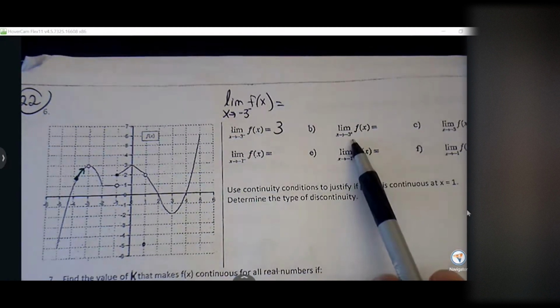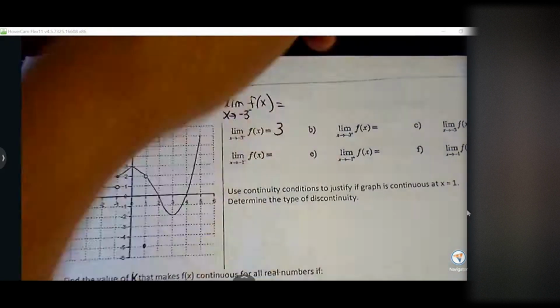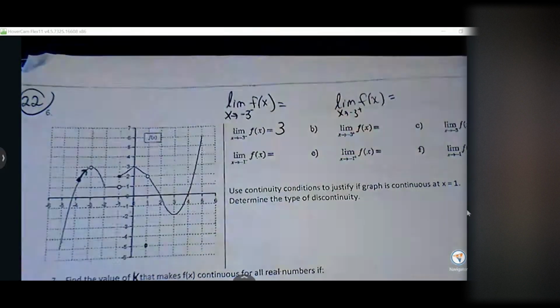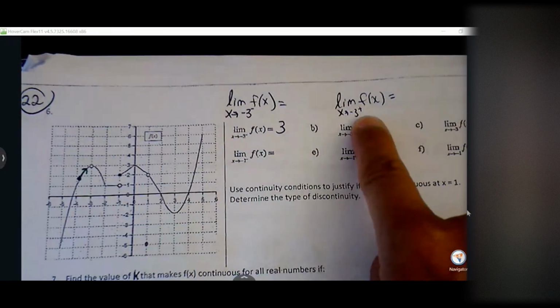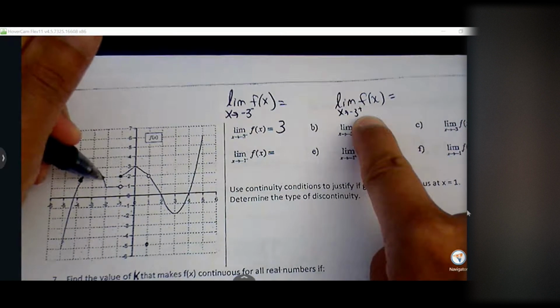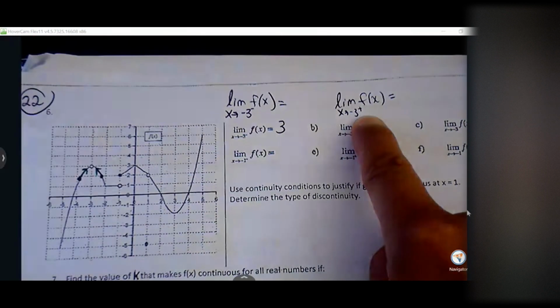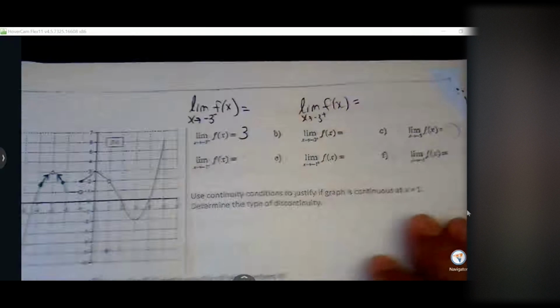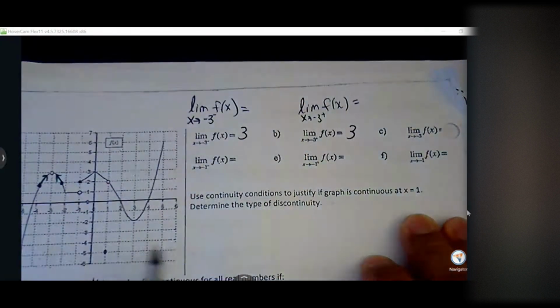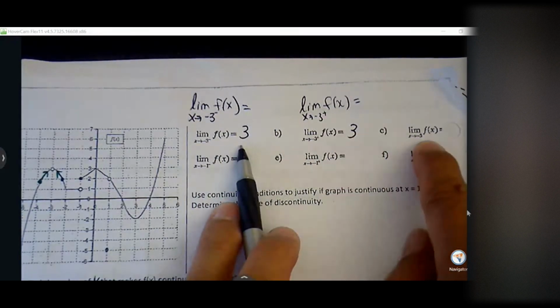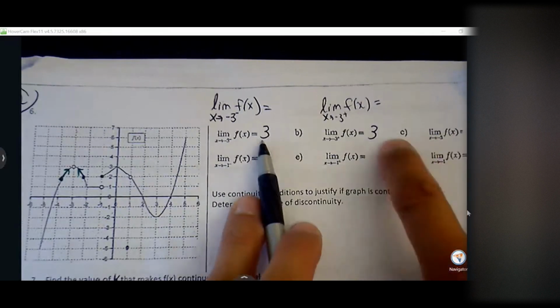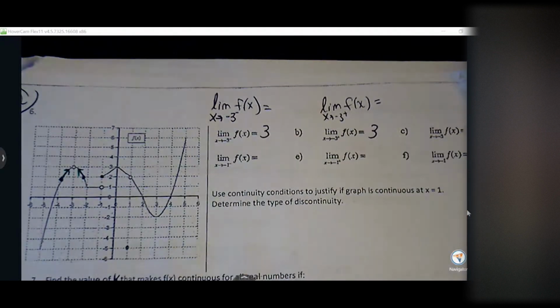Over here, approaching -3 from the right side of -3. Now we can pick a point on the right side of -3, head towards -3, and they're in agreement. That's also going to 3. So because of these two statements, we can say the true limit is 3 because if we pick a point on both sides of -3, they're both headed towards the same destination. True limit is 3.